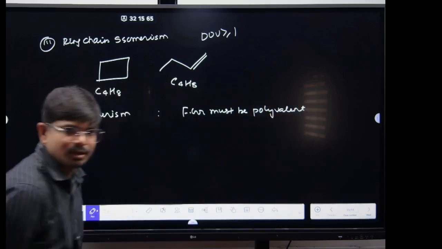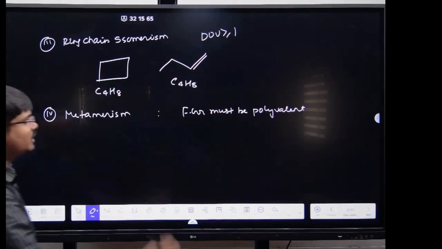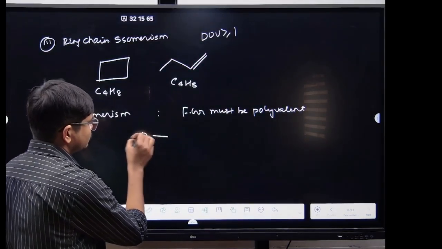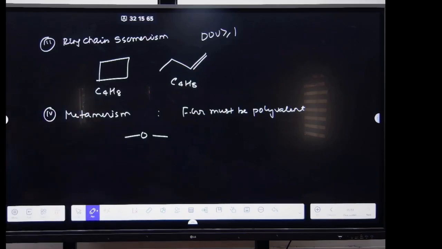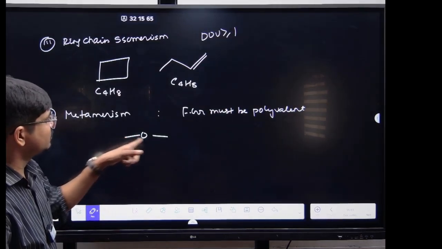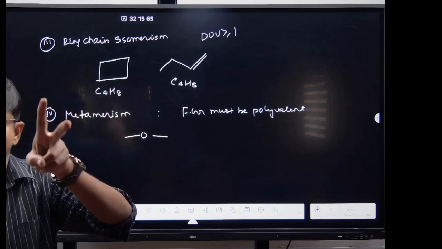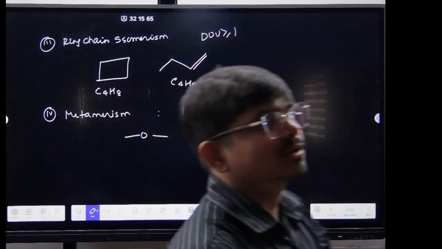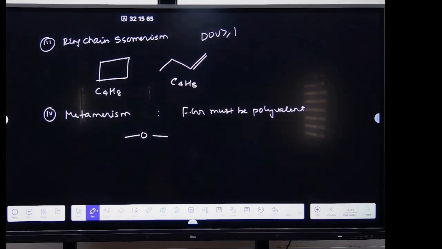See here, look at the examples. If you look at ether, you know ether looks like this one, right? Isn't it? Ether looks like this, ROR. So this is basically ether. You will have two groups, right? So this is basically a bivalent one. Polyvalent means it can connect with more than one group. Got it? That is known as a polyvalent one.